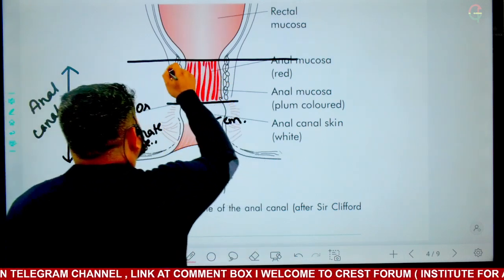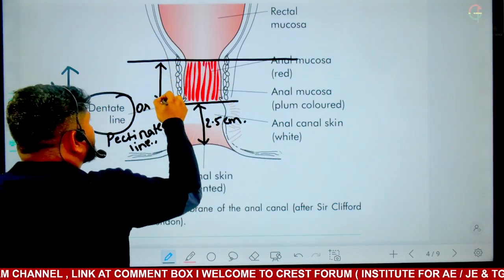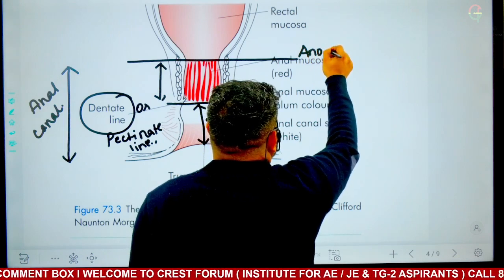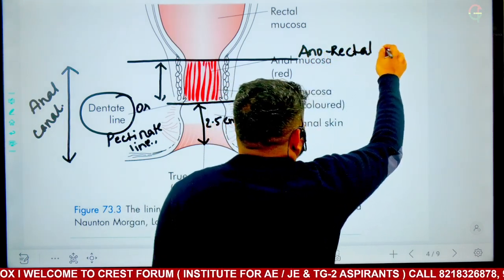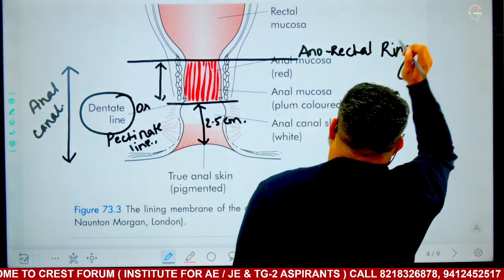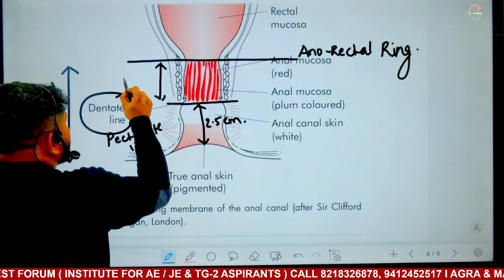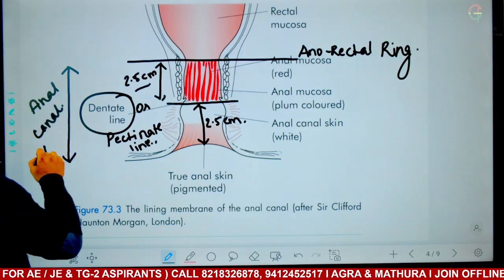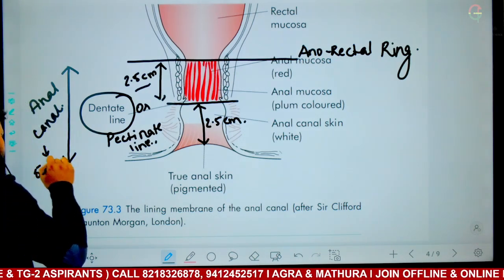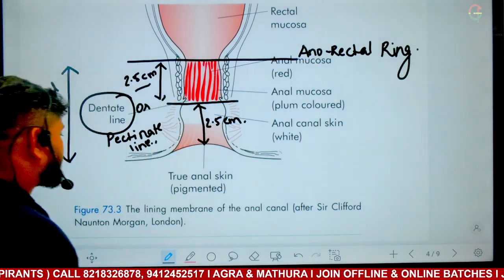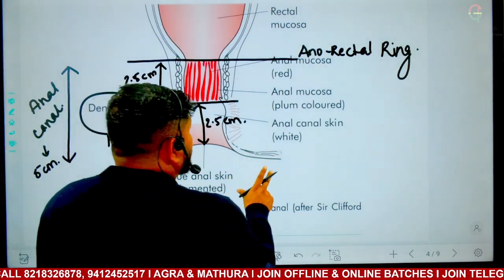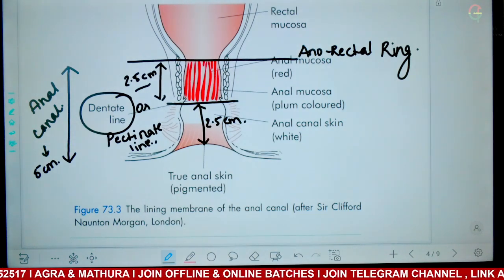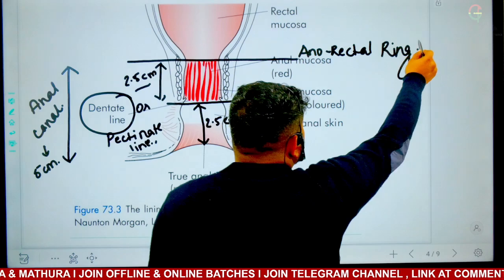And from the dentate line to the anorectal ring, this is the anorectal ring, it is about 2.5 centimeter. The total anal canal is about 5 centimeter. These are the measurements of the anal canal. Now I want to tell you what the anorectal ring is.